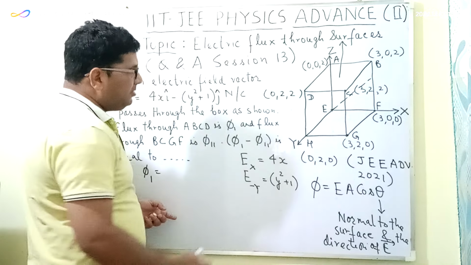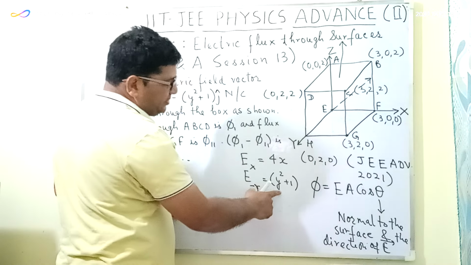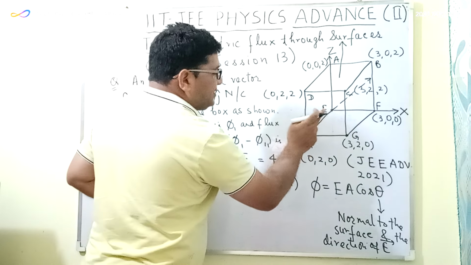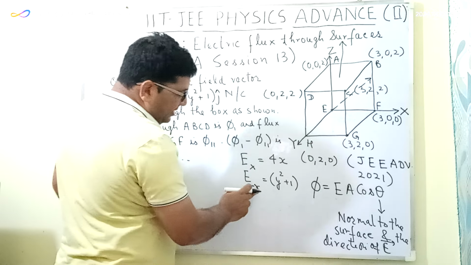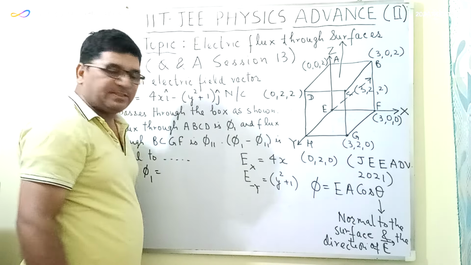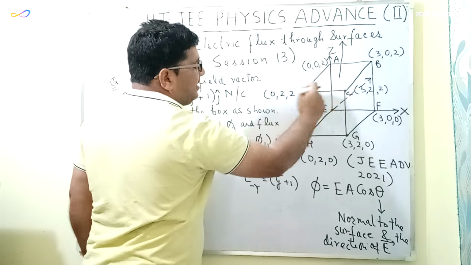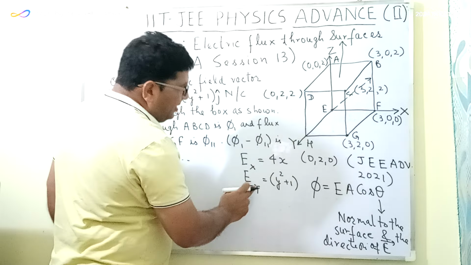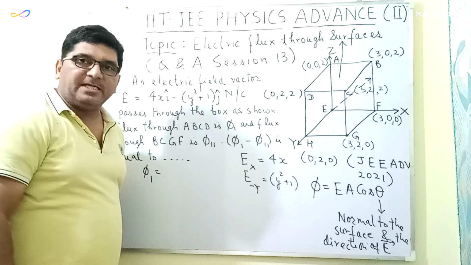So, the intensity of the electric field along the negative y-axis is equal to y square plus 1. So this is the direction; the direction of the electric field will be along the negative y-axis. So the angle made by the normal to the surface ABCD with the negative y-axis will again be equal to 90 degrees.